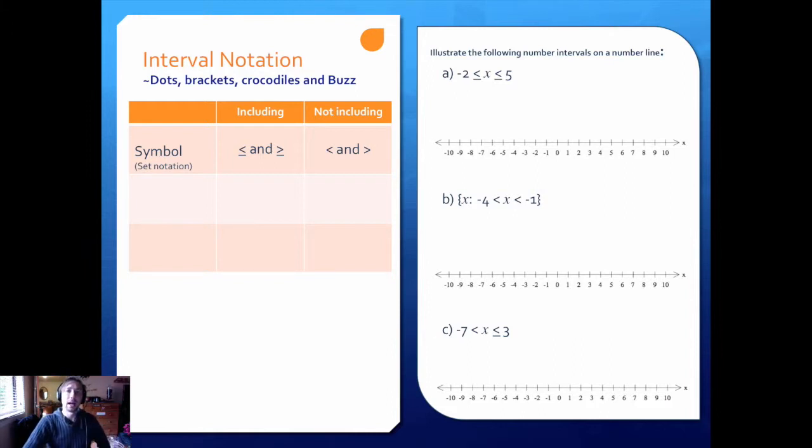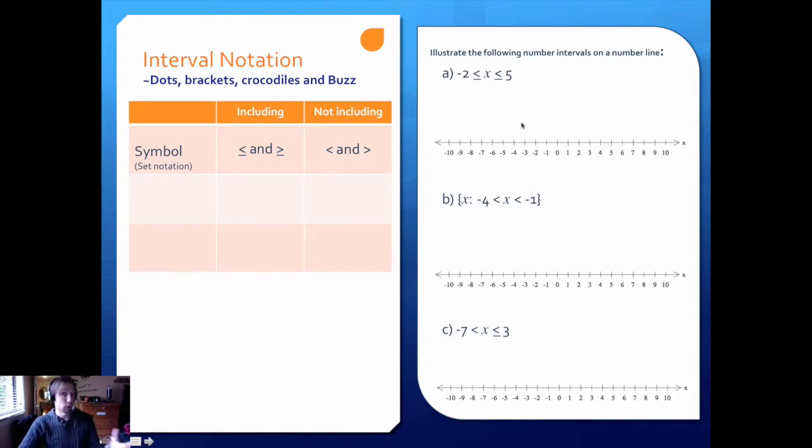It says illustrate the following number intervals on a number line. Therefore, -2 is less than or equal to x, which is less than or equal to 5. Or in other words, x is greater than or equal to -2 and less than or equal to 5. In other words, once again, x is between -2 and 5.